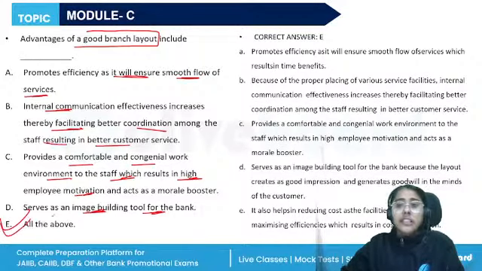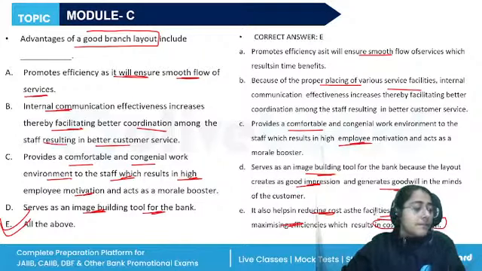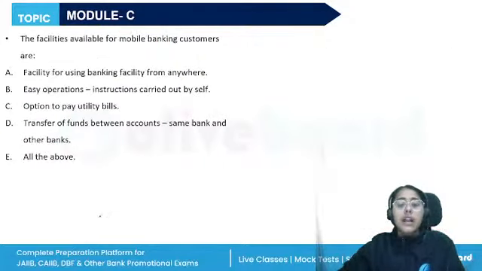What are the advantages? It promotes efficiency, proper placing of various service facilities, a comfortable environment, so employee motivation will also be high. It is an image building tool, gives a good impression and generates goodwill. It helps reduce the cost because the facilities are planned at maximizing the efficiencies. So it results in cost optimization as well. So all of these are the advantages of a good branch layout.